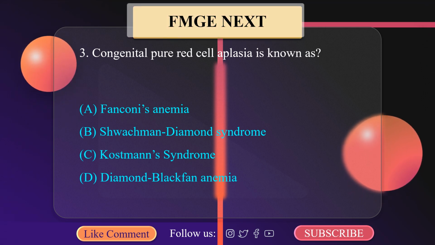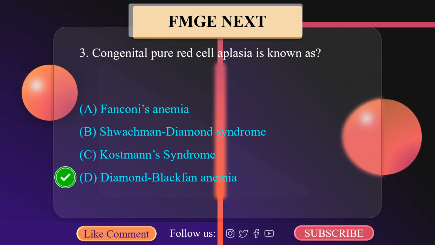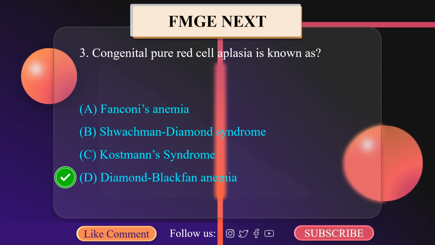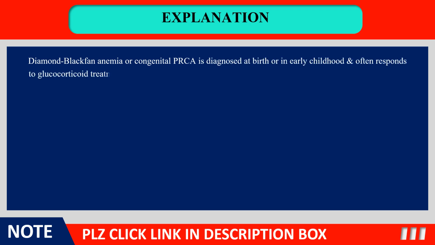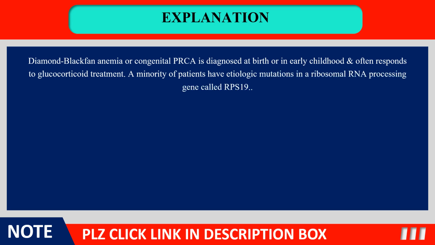The correct answer here is Diamond-Blackfan anemia. Diamond-Blackfan anemia or congenital pure red cell aplasia is diagnosed at birth or in early childhood and often responds to glucocorticoid treatment. A minority of patients have etiologic mutation in ribosomal RNA processing gene called RPS19.